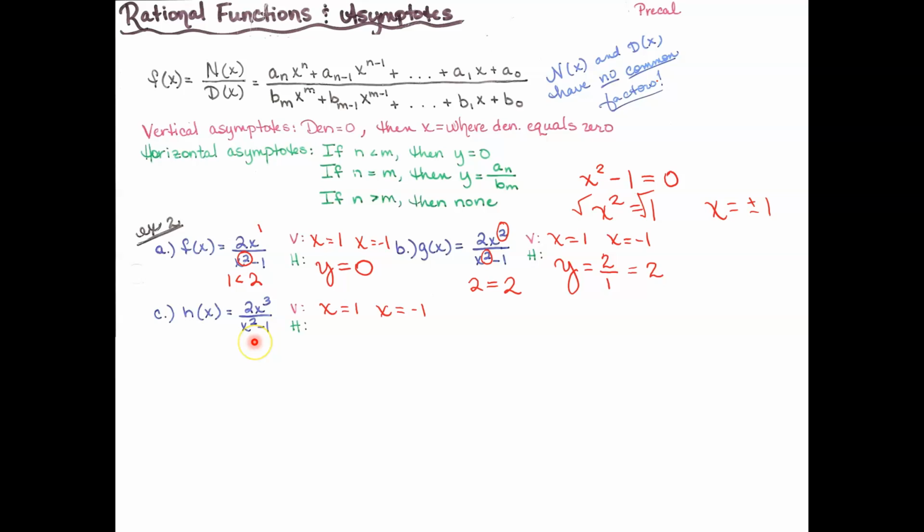And then for our last one, if you compare, the degree of the numerator is 3 and the degree of the denominator is 2, so when the degree of the numerator is larger than the degree of the denominator, you do not have a horizontal asymptote.